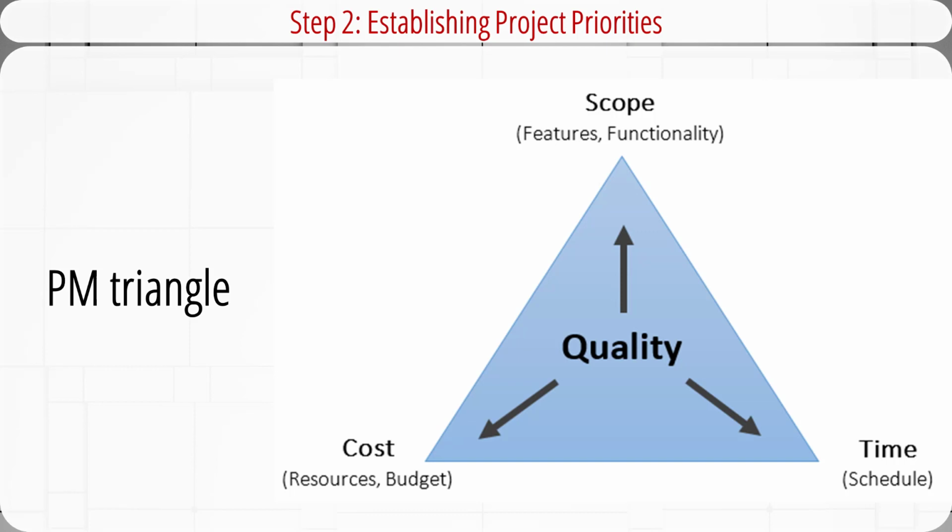Similarly, increasing scope may require equivalent increases in budget and schedule. Cutting budget without adjusting schedule or scope will lead to lower quality. One of the primary jobs of a project manager is to manage the trade-offs among time, cost, and scope. To do so, project managers must define and understand the nature of the priorities of the project.